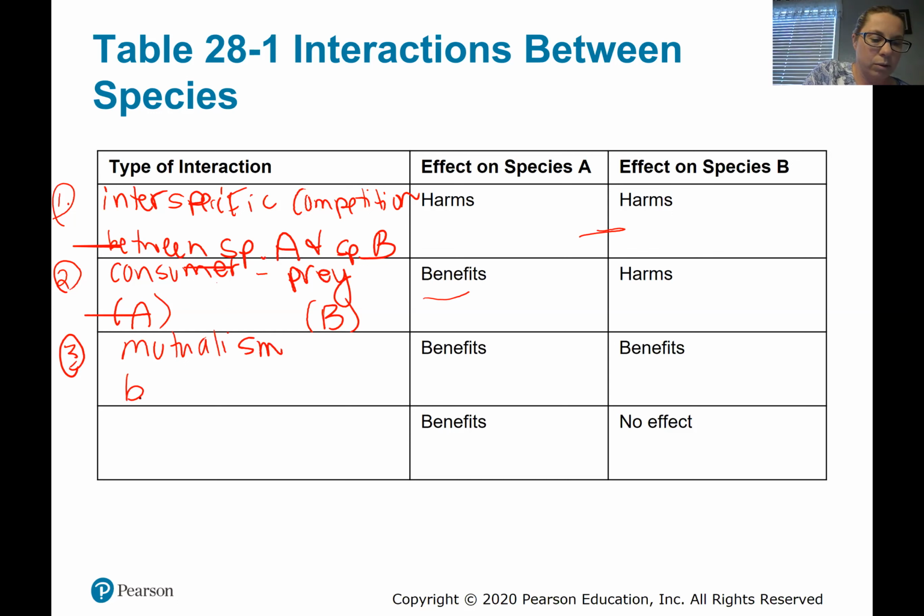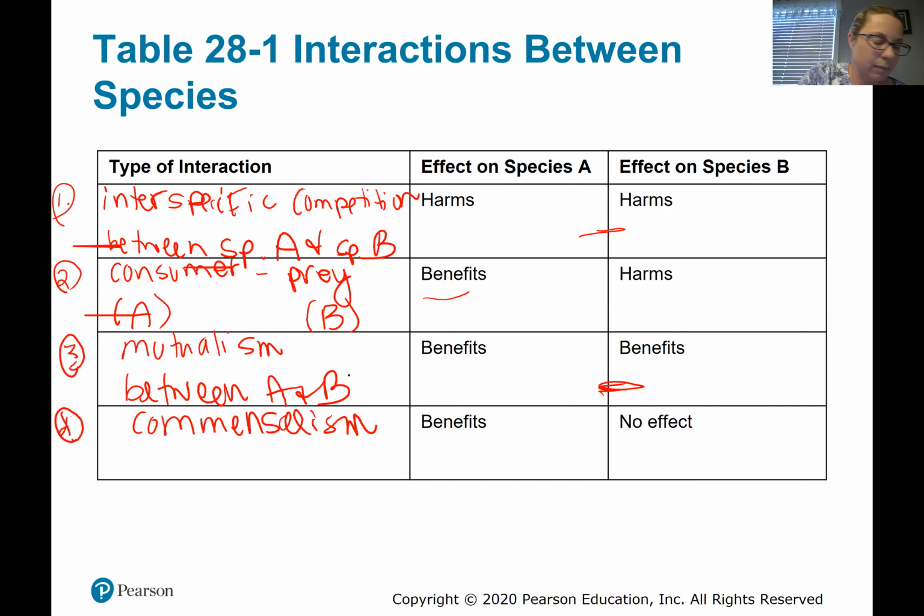Mutualism is going to be between both species A and B again, and mutualism is when they both benefit. So if they're both harmed, it's competition. If it's mutualism, they're both going to benefit. They're going to help each other out. And we'll go through some examples of that a little bit later. And then the fourth way is commensalism. That's again going to be between A and B, and that's where one benefits and the other has no effect.